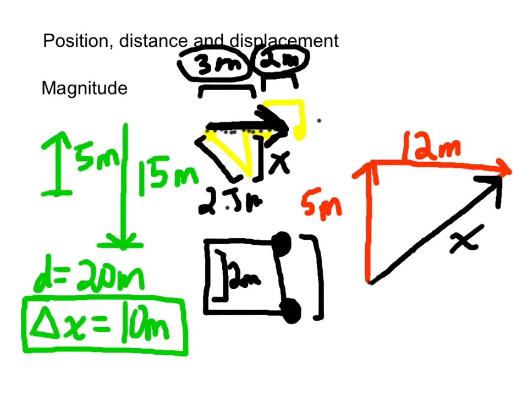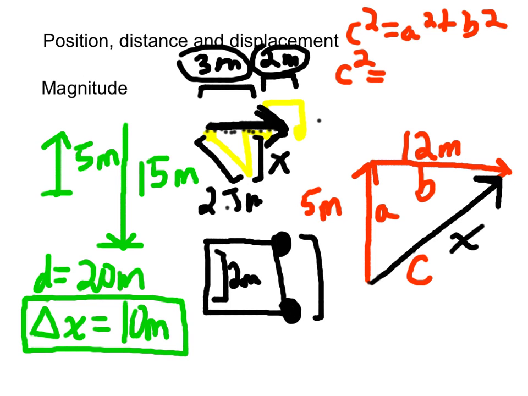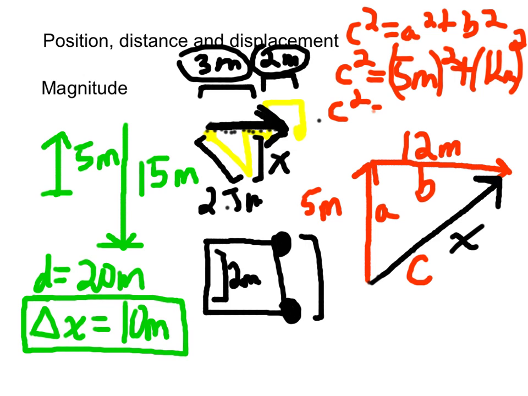Alright, this is a Pythagorean theorem problem. This side here is labeled C, this would be A, and this would be B. Remember that. C squared equals A squared plus B squared. So, C squared equals 5 squared, 5 meters squared, plus 12 meters squared. Right? C squared equals 25 square meters plus 144 square meters.